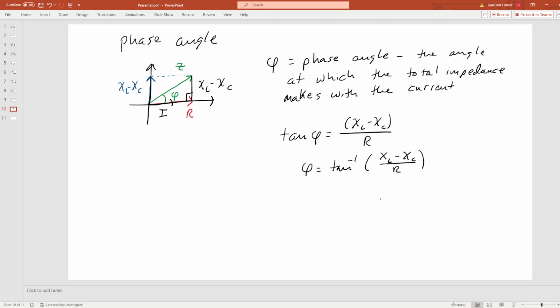Now the phase angle is going to play a very important role when we talk about things like power and so on and so forth, which will be coming up in the next video. But that is how you calculate the phase angle between your components. So that wraps up RLC circuits, the basics anyway: how to calculate the total impedance, the resonant frequency, and the phase angle. And we will talk about power in the next video.